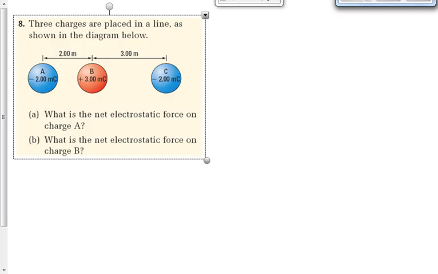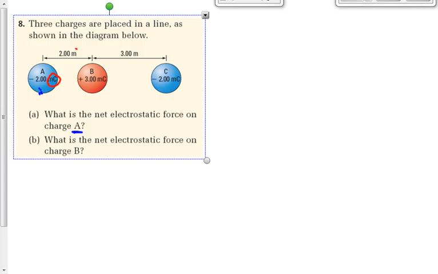What's the net electrostatic force on charge A? So we're trying to find it on this one this time. Usually we're trying to find the force on the middle one, it seems, but it doesn't really matter. It's not really any different, except that our distance becomes the tiniest bit more tricky. Might be a good idea to circle the MC there.